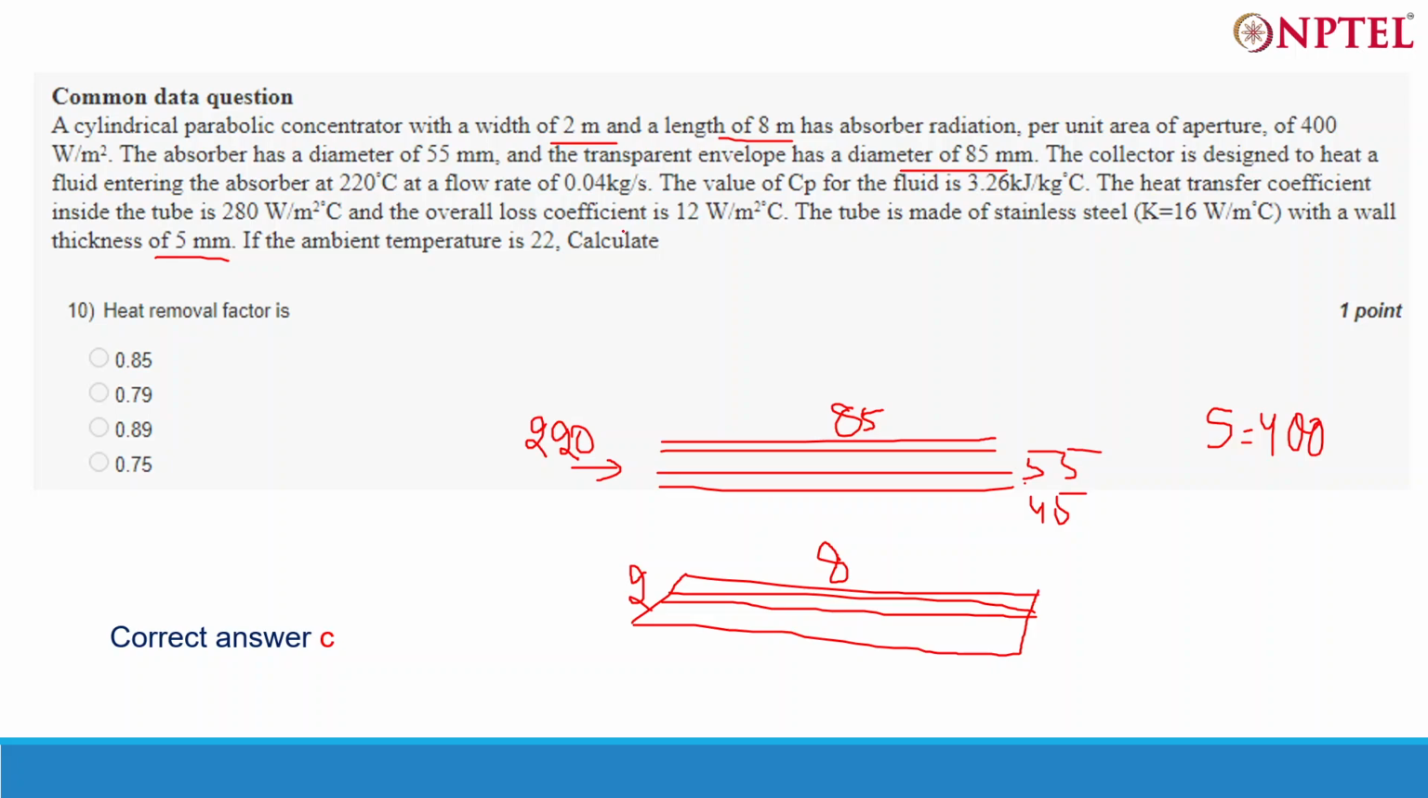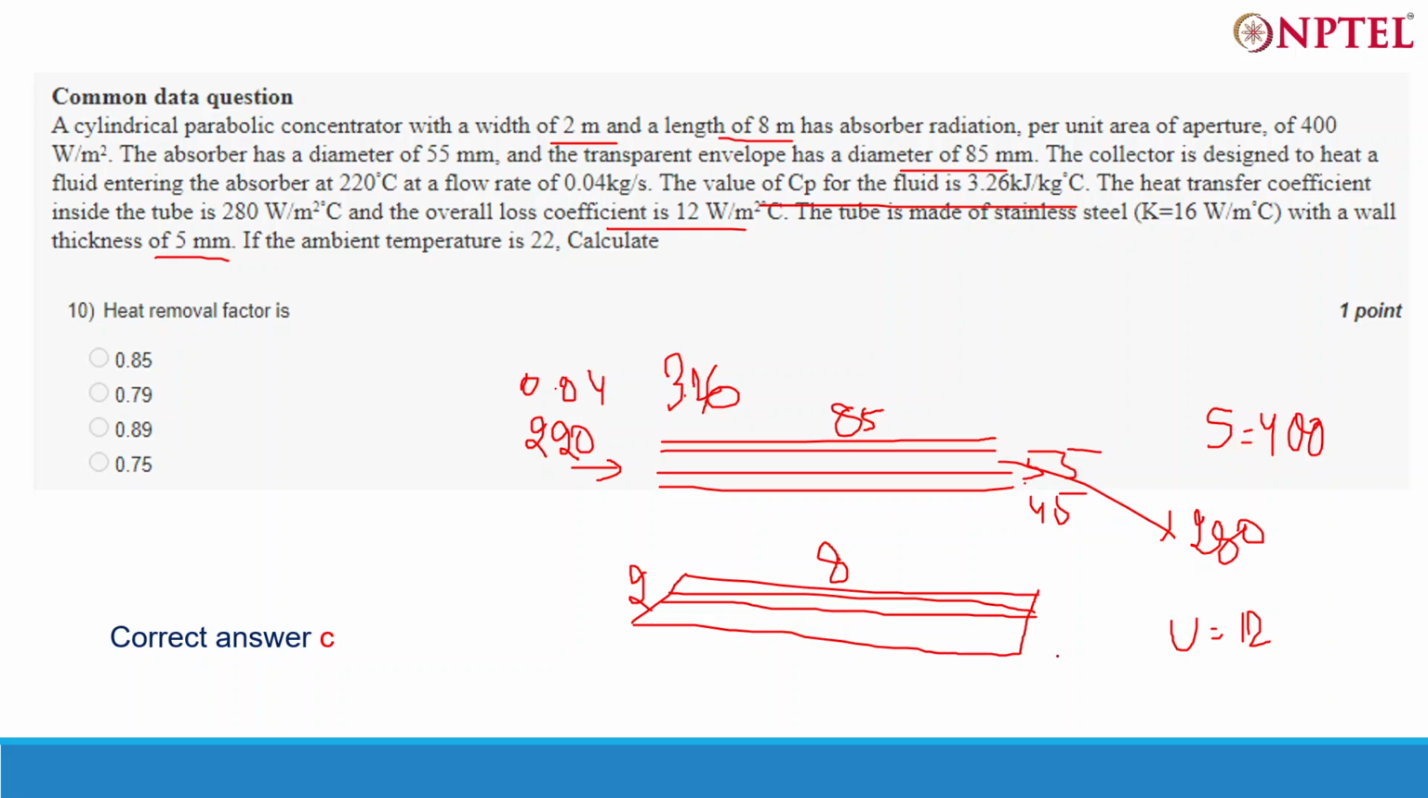Okay, the flow rate is also given, 0.04. Now the value of Cp of the fluid is 3.26. So you know the Cp, m Cp delta T. The heat transfer coefficient inside the tube is 280 watt per meter square. The overall heat loss coefficient U is also known, otherwise we would have to calculate this U.